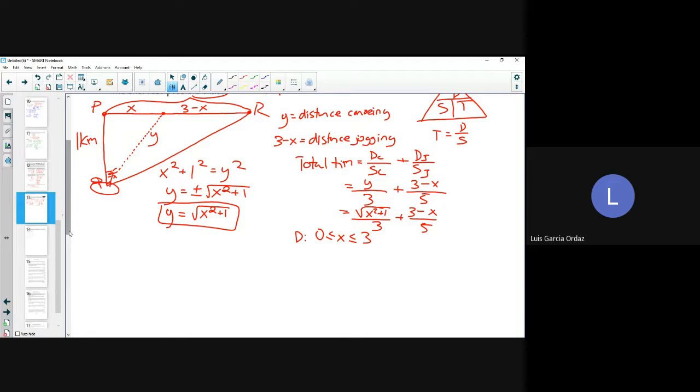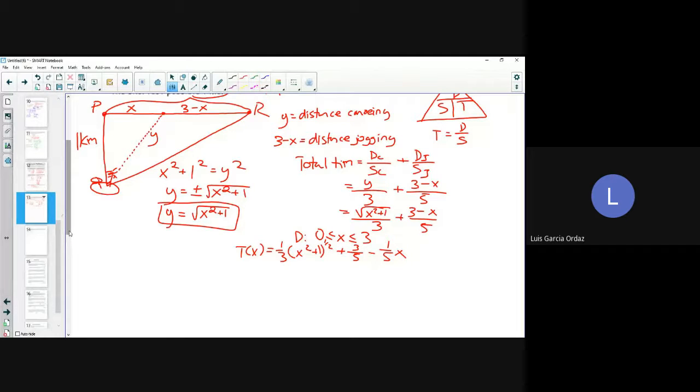So now I have to come up with something to find my derivative. So I take time in terms of x is equal to 1 over 3 bracket x squared plus 1 to the 1/2, plus 3 over 5 minus 1 over 5x. So I'm just making it simple so that we can simplify our derivative easier.